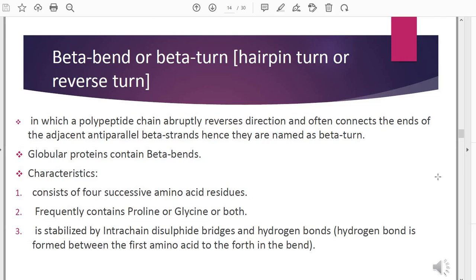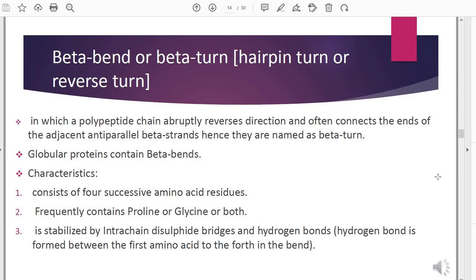Characters: they consist of 4 successive amino acid residues. They frequently contain proline, glycine, or both. We said before they disrupt the alpha helix and form a kink. Now the kink, we need it to form the turn. So they are abundant in proline or glycine or both as they form a kink. They are stabilized by intra-chain disulfide bridges and hydrogen bonds.